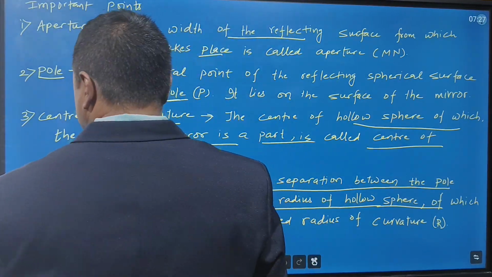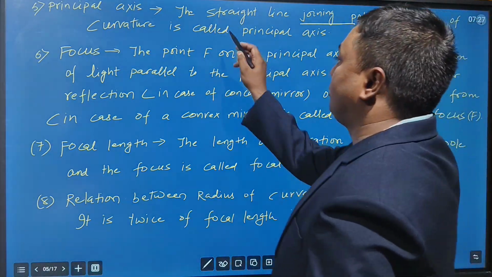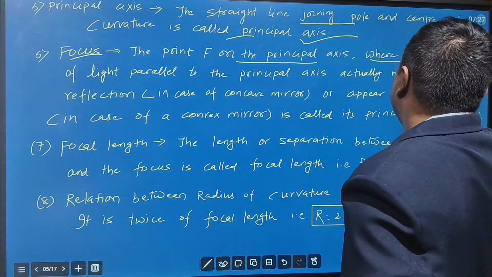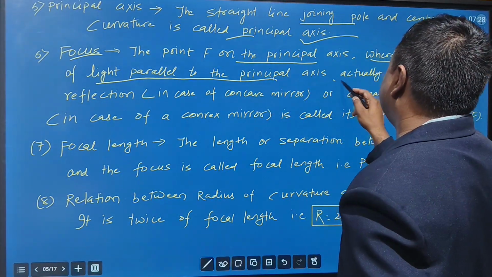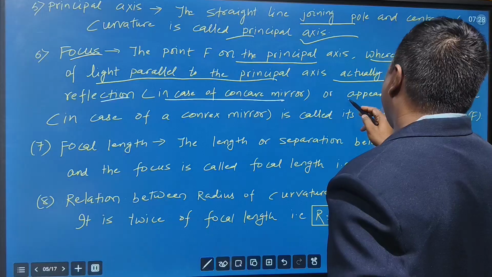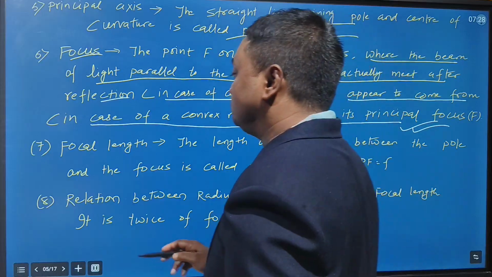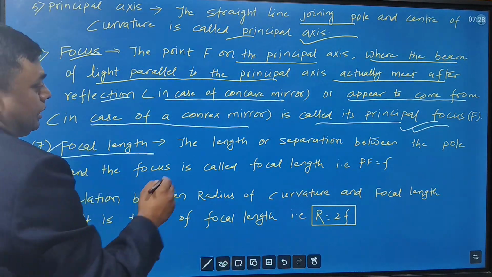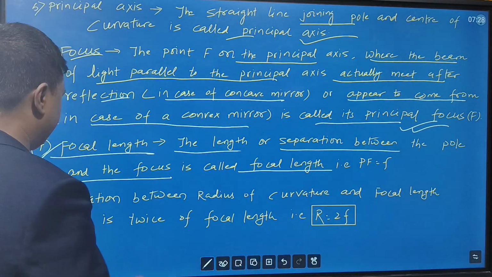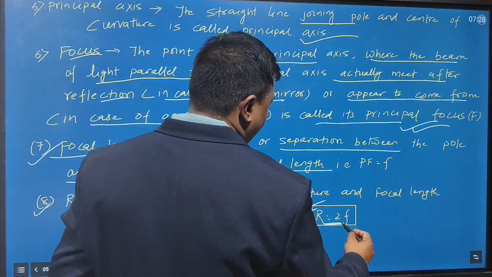Okay. So this definition you should remember. Next definition, like principal axis, the straight line joining the pole and the center of curvature is called as principal axis. Focus, how will you define the focus? The point on the principal axis where the beam of light parallel to the principal axis actually meet after reflection in case of concave mirror, or appear to come from, in case of convex mirror, is called as what? The focus. We talk about focal length. The length or the separation between the pole and the focus is called as focal length. Definition you can remember. Relationship between the radius of curvature and the focal length. Radius of curvature is equal to what? 2 times of focal length.